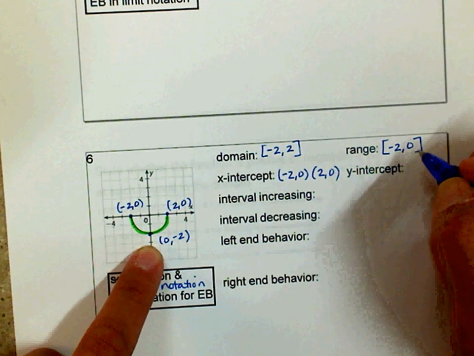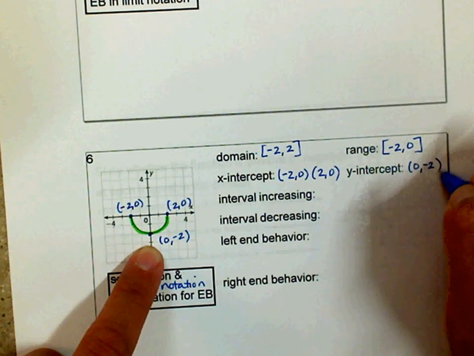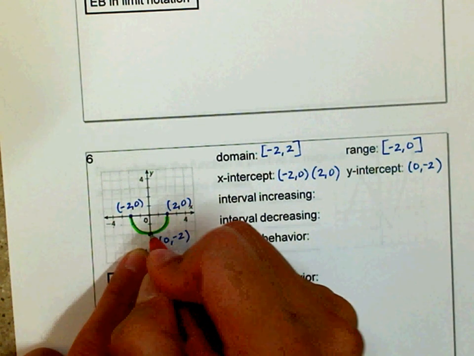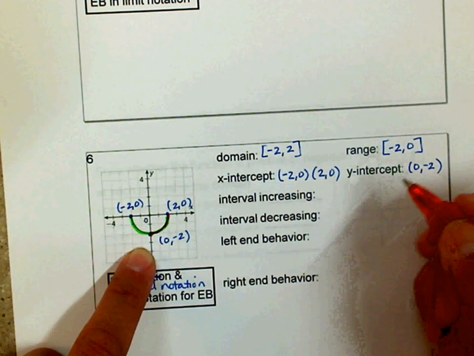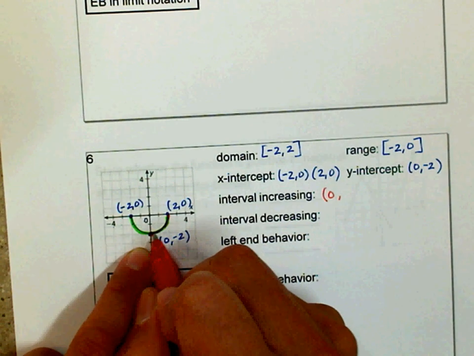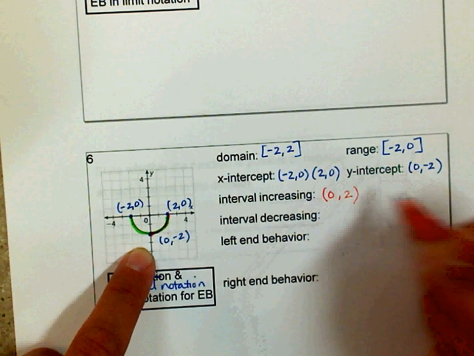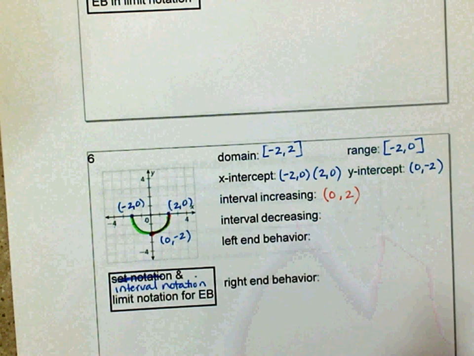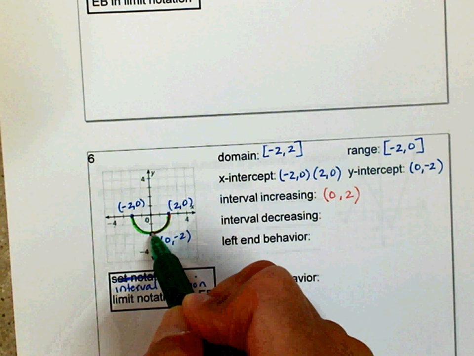Interval increasing. I'm increasing from here, going this way. So where am I increasing from? X value, 0 to 2. There's my interval. Interval is like months: January to February, February to March, March to April. Interval decreasing. So from here over here, I'm decreasing from negative 2 to 0.